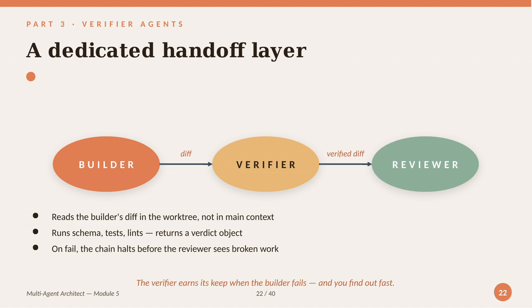If the verdict is approve, the chain continues. Reviewer runs on the verified diff. If the verdict is reject, the chain halts before the reviewer ever sees the broken work. Builder gets the failure feedback. The orchestrator decides whether to retry the builder or escalate.